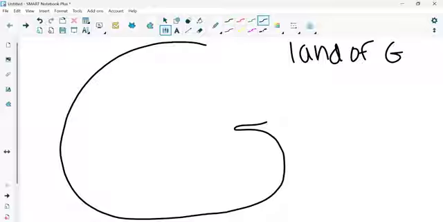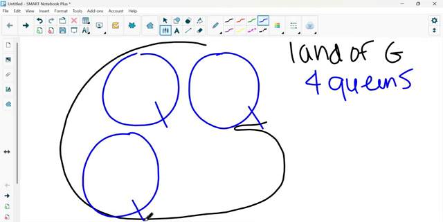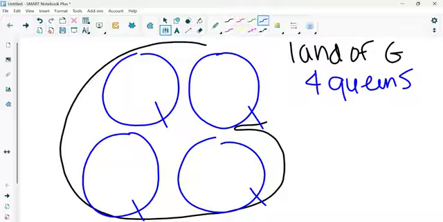So in the land of G, there are 4 queens, okay? So those queens, we're going to draw 4 big uppercase Qs. Again, we're going to put some other things inside of there, so kind of draw them as large as we can get them. 4 uppercase Qs within our letter G. These Qs represent quarts. So that's our next biggest measurement of the 4 we're looking at right now. So this means that there are 4 quarts in a gallon. 4 quarts is equal to 1 whole gallon.